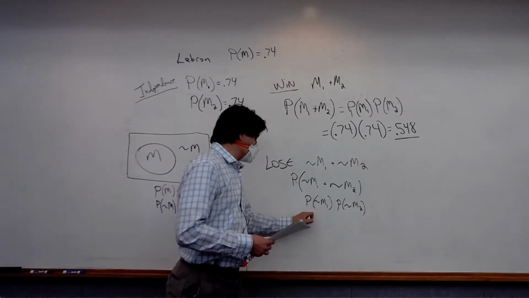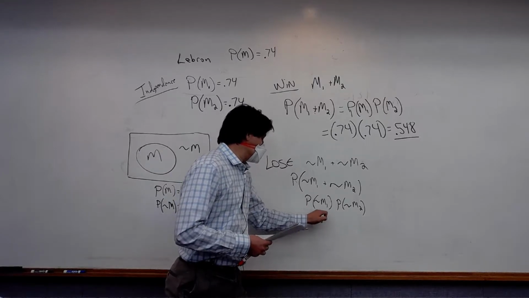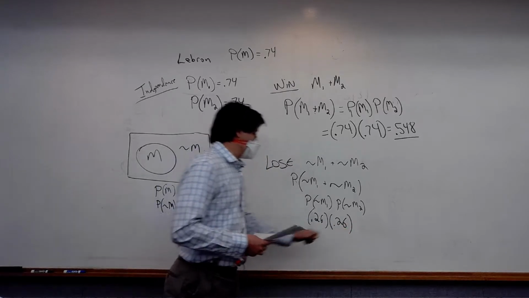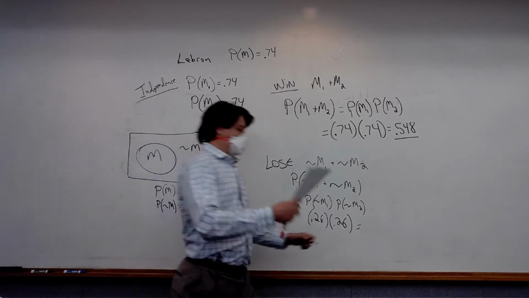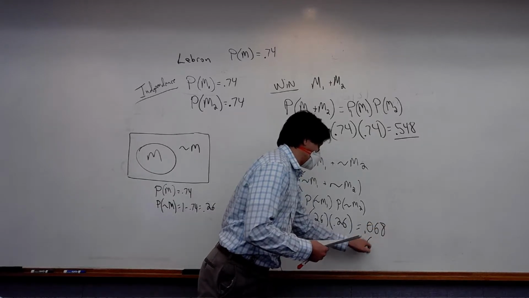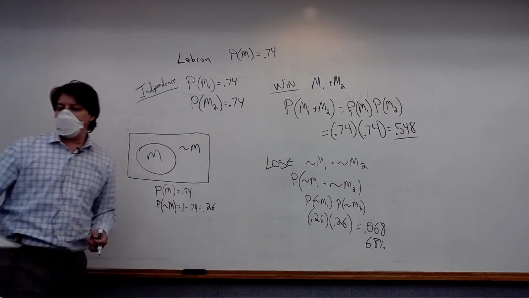Okay, so we have a 26% chance of missing. So when we think about missing both, we can plug in 0.26 times 0.26. We end up with, what does that become? 0.068, or a 6.8% chance that he misses both and they lose the game.